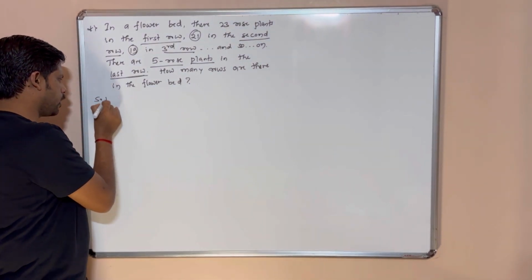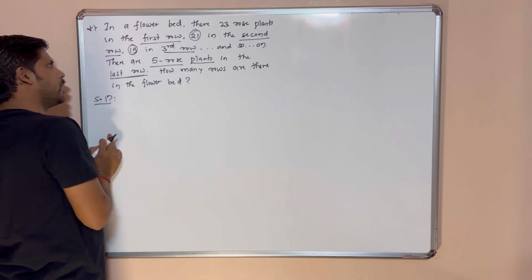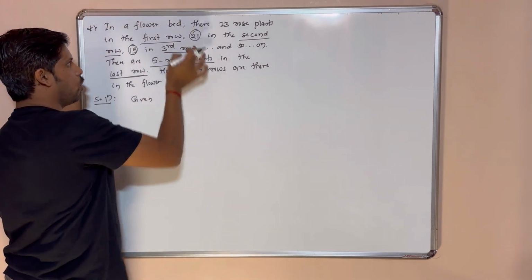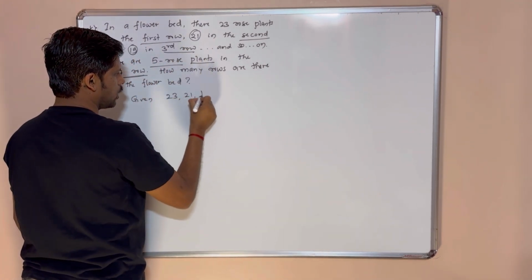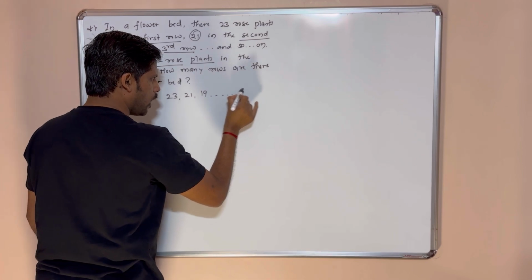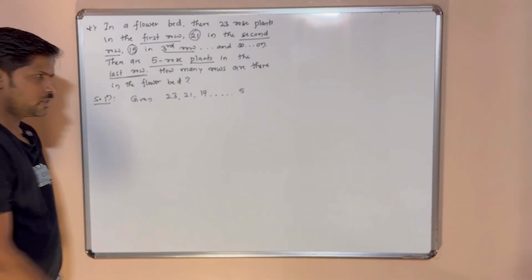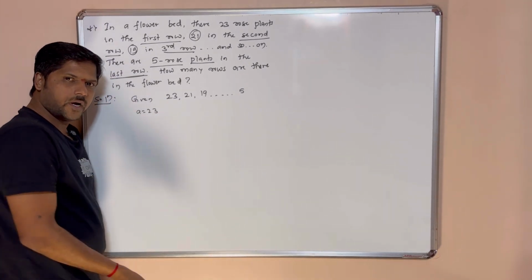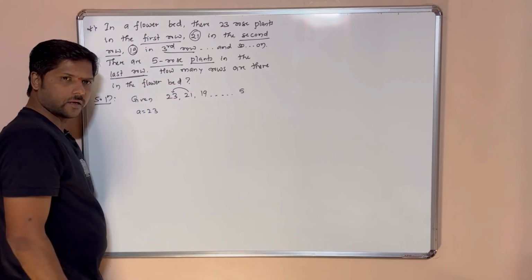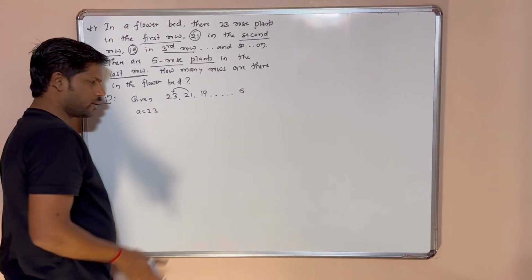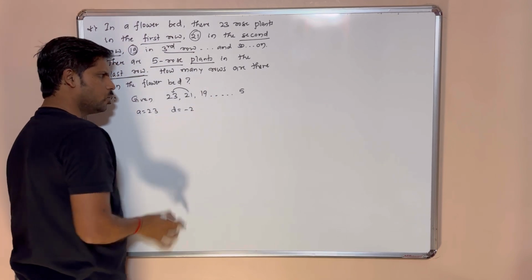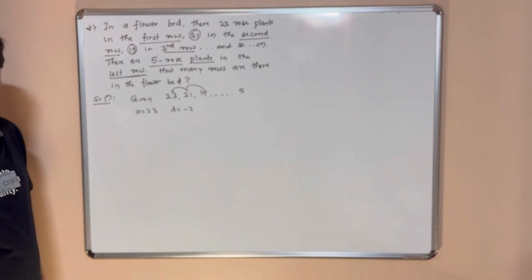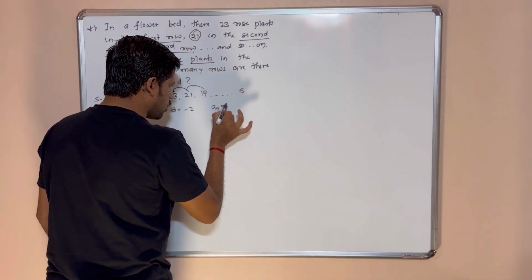Okay. So first solution. Here given is in the first row we have 23. Second row here we have 21. Third row 19 and so on up to last 5. So this is an AP. How? Here first term is 23. The common difference is 21 minus 23. D is equal to minus 2. 19 minus 21, again minus 2 and so on. The common difference is minus 2. Right? What is last term? That is AN is equal to 5.